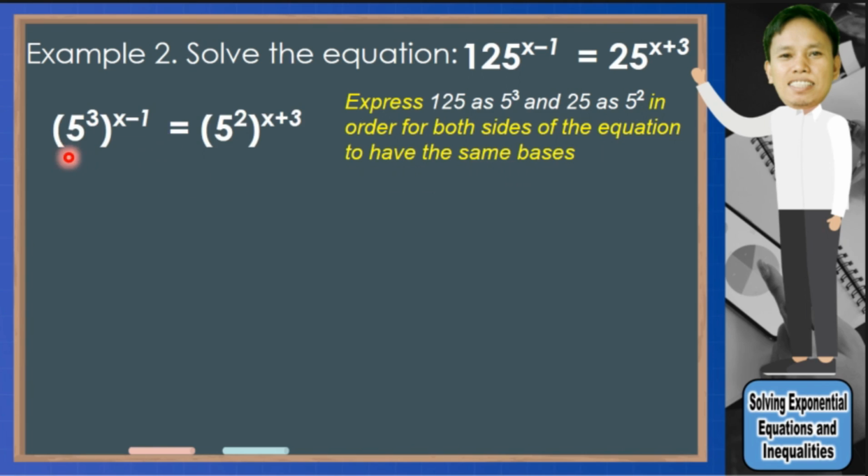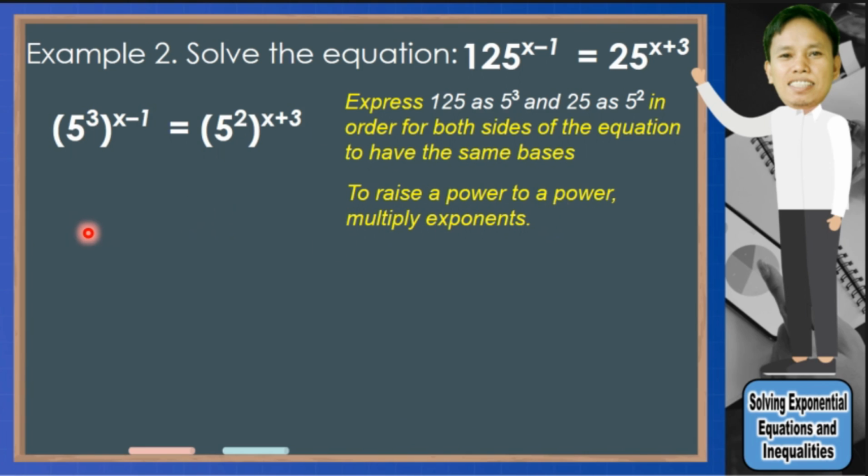Then we have 5 to the power of 3 quantity raised to the power of x minus 1 is equal to 5 to the power of 2 quantity raised to the power of x plus 3. And to raise a power to a power, we have to multiply the exponents.